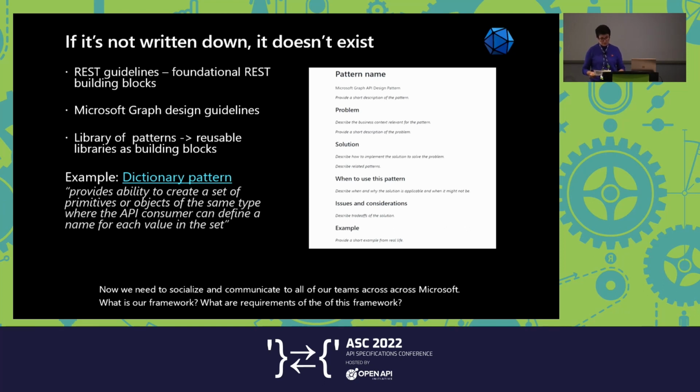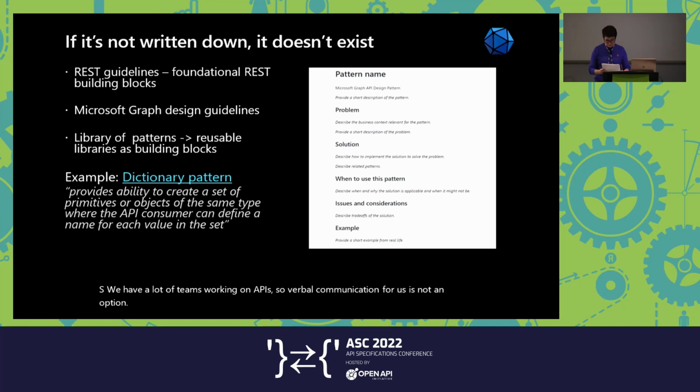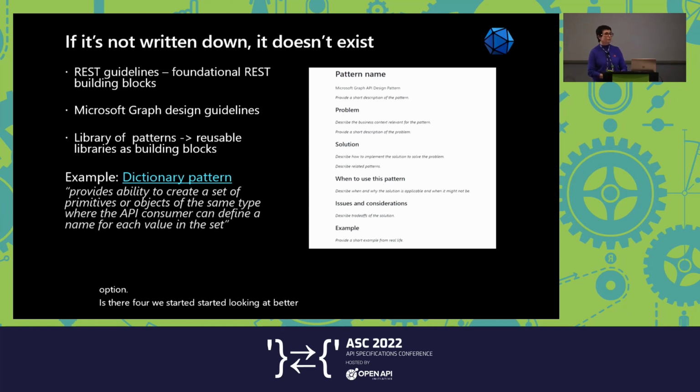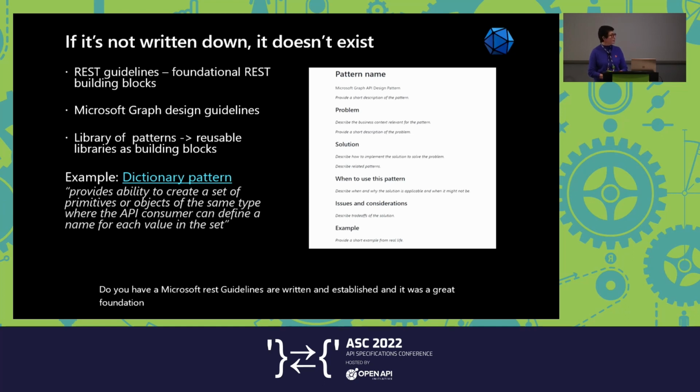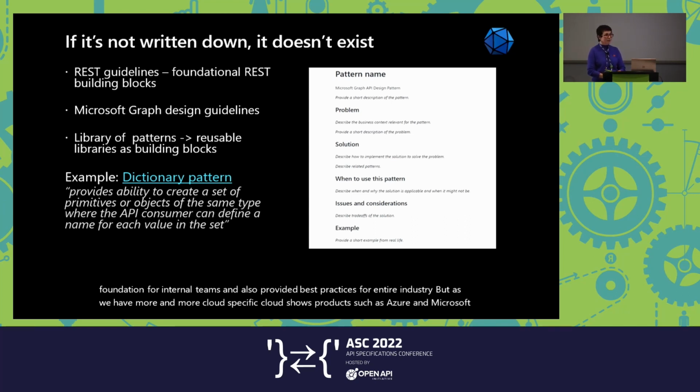As you know, we have a lot of teams working on APIs, so verbal communication for us is not an option. Therefore, we started looking at a better description of our requirements. We are not starting from scratch. In 2016, we had the Microsoft REST guidelines written and established, and it was a great foundation for internal teams and also provided best practices for the entire industry. But as we have more and more cloud-specific, cloud-first products such as Azure and Microsoft Graph, we have very specific new patterns and new requirements. And we created a new set of guidelines specific for Graph.